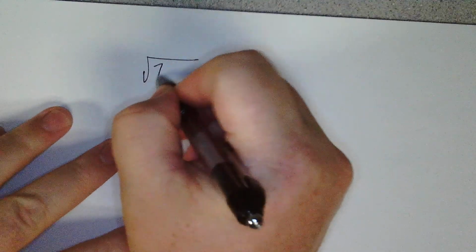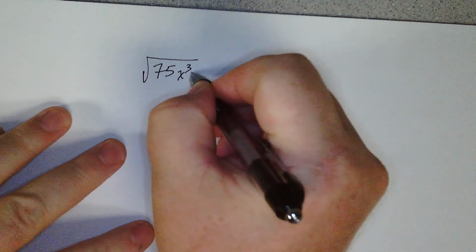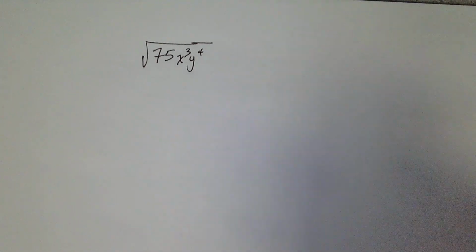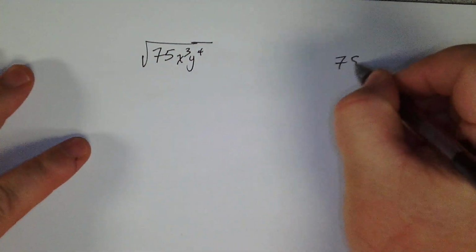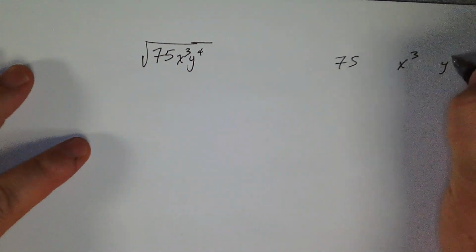Square root of 75x cubed y to the 4th. So look, we're going to simplify this hotness right here. The thing we're going to do is we're going to take that radicand and we are going to factor it to find the largest square number. So we could do that separately. We could do 75. We could do x cubed. We could do y to the 4th.